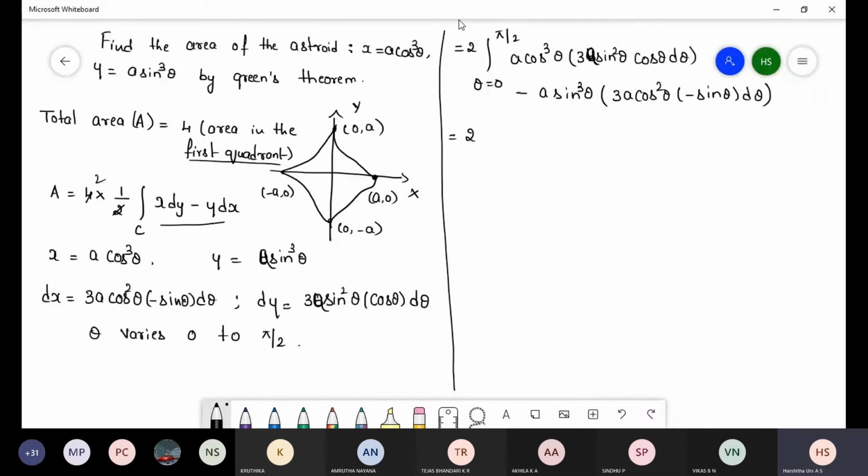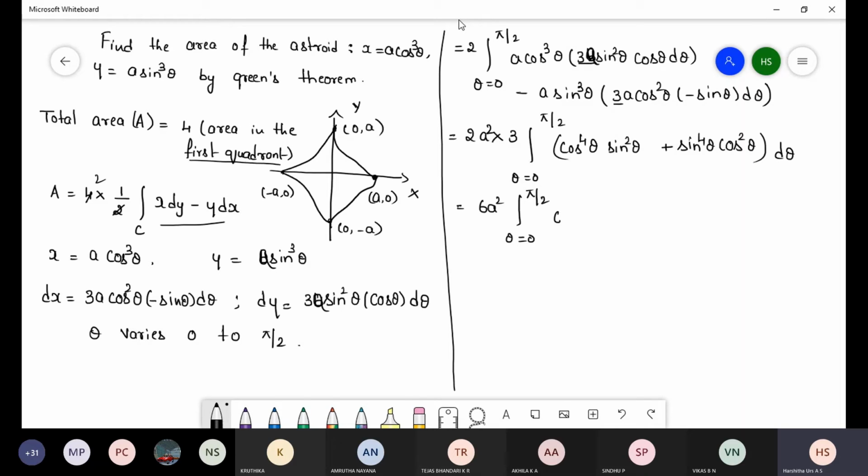So I will take a square as a common term from both the sides, and also 3. So into 3. So theta varies from 0 to pi by 2. Cos cube theta into cos theta means cos power 4 theta into sin square theta, minus into minus plus sin power 4 theta into cos square theta whole into d theta. So here 6a square integral limit varies from 0 to pi by 2.